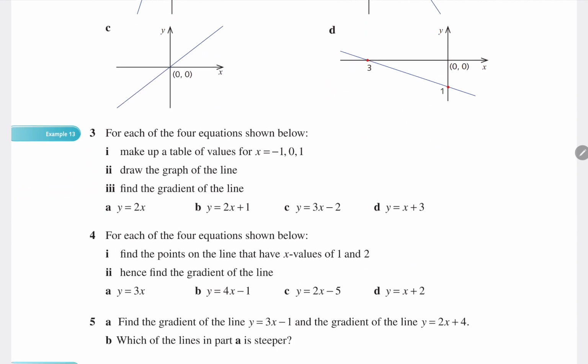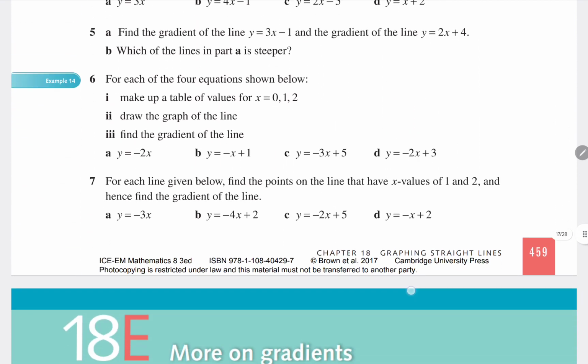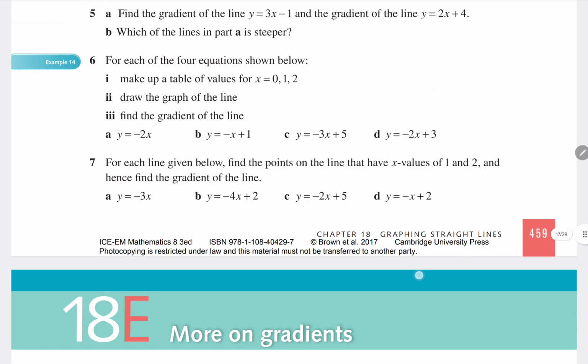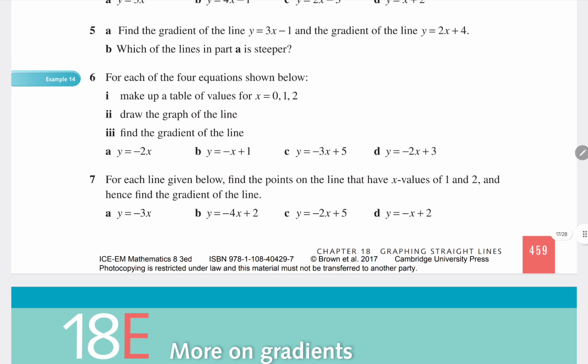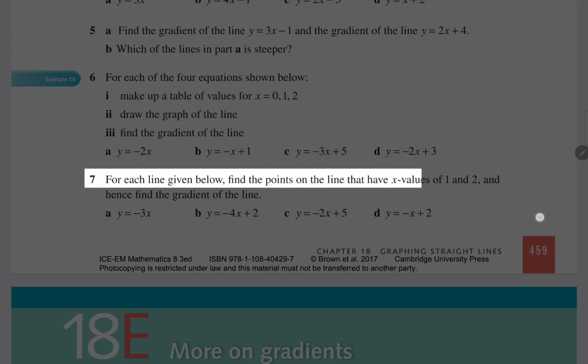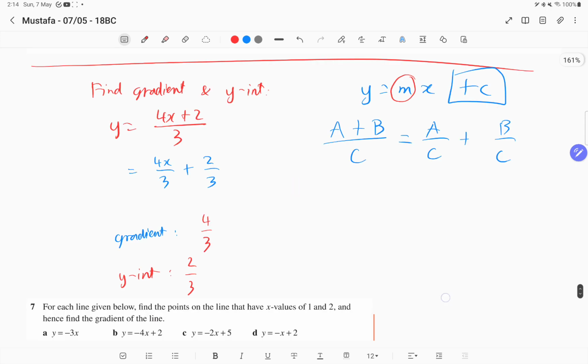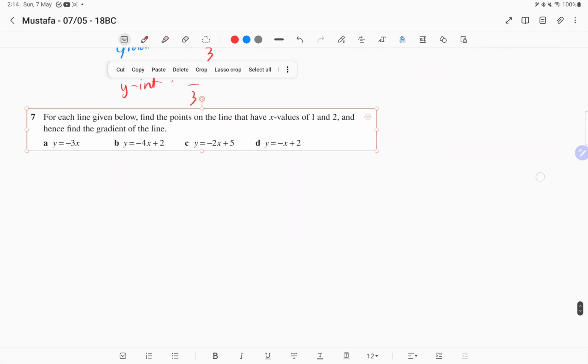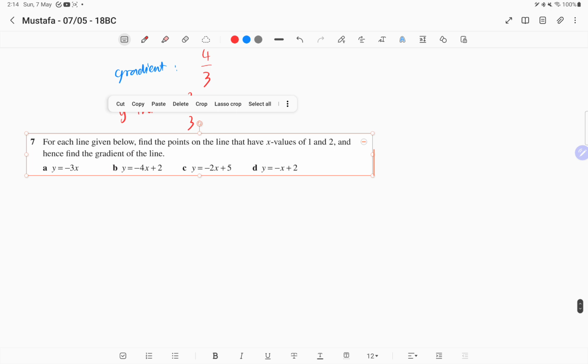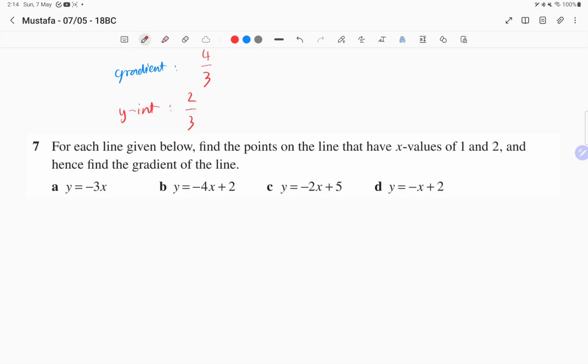Alright, for each of the 4 equations below, make up the table of values for -1, 0, and 1. It's just substituting in, get the point, draw the graph, find the gradient. That's just rise over run stuff. I'll just show you one of these examples, like just the last one. The concept's not too hard, but I think this is more basic than the other one. Alright, find the points on the line that have the x values 1 and 2. So what are we doing here? Let's say for question A.